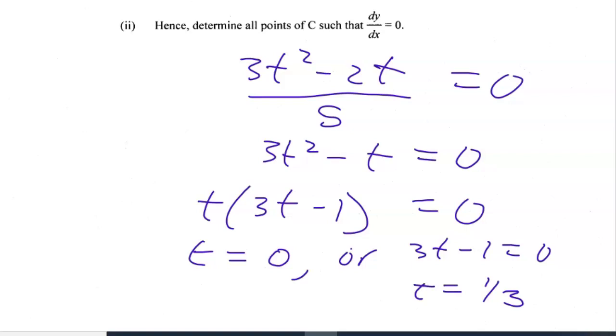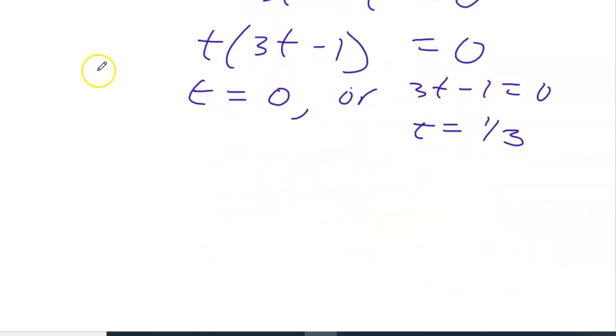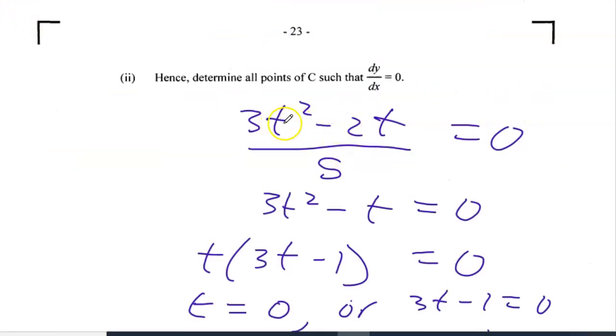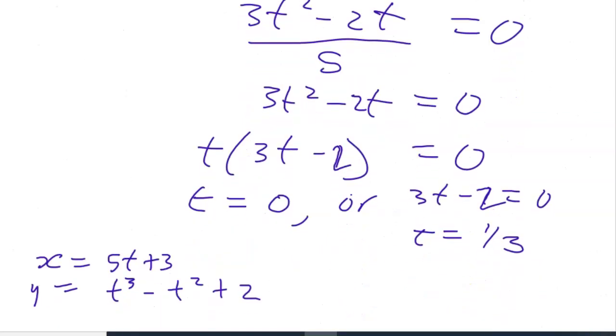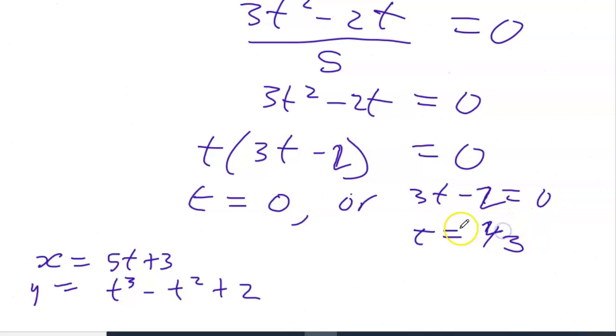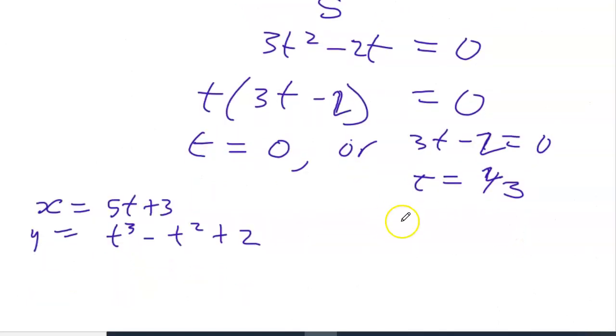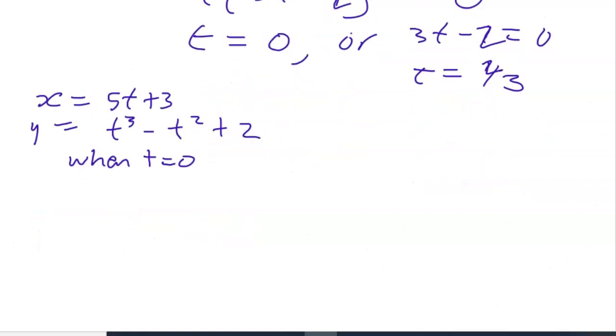So, remember what the values of x and y were. Alright, so x was, I must write the values down here. This is t cubed minus t squared plus 2, so this would be minus 2. Alright, so notice when t is 0, x is equal to 3 and y is equal to 2. So the point is 3, 2.